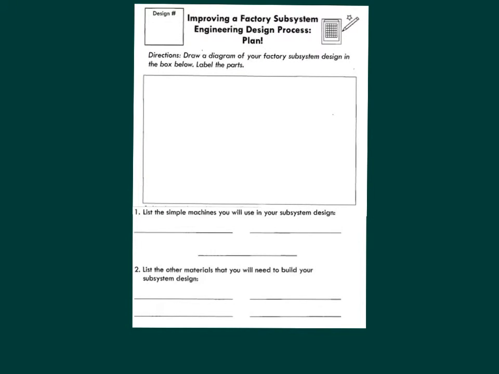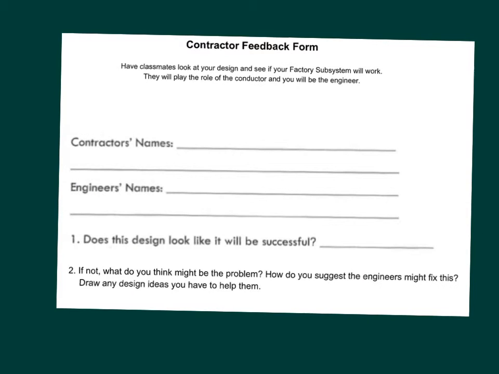Improving a Factory Subsystem, Engineering Design Process, Plan. Directions: Draw a diagram of your factory subsystem design in the box below. Label the parts. 1. List the simple machines you will use in your subsystem design. 2. List the other materials that you will need to build your subsystem design.